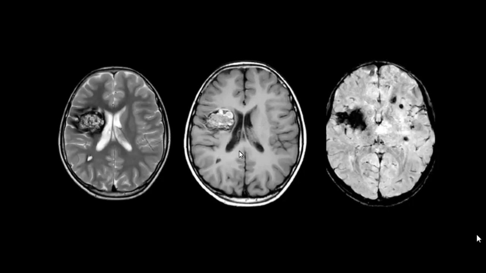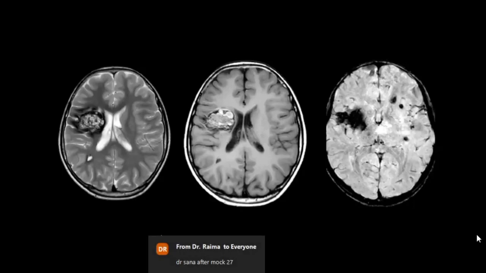It is showing heterogeneous signals on T2 weighted images with a peripheral hyperintense frame. On T1 weighted images, this frame is also hyperintense, and it is mixed to hyperintense signals. On GRE images, this lesion is showing significant blooming artifact, and multiple other blooming artifacts are also appreciated in the left frontoparietal region, which can't be appreciated on T2 and T1 weighted images.